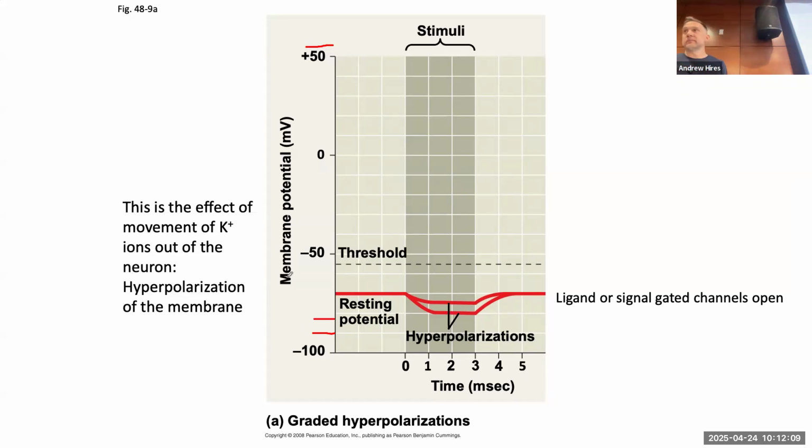Is hyperpolarization around the same potential every time? Well, if we opened up a few channels, we get a small hyperpolarization. If you open up more channels, you get more hyperpolarization. If you opened up all of the potassium channels, we're going to go to here. But we're not going below there, right? Because whenever you open up the channel, you're moving to the equilibrium potential. Just because you open up a potassium channel doesn't mean you're always going to go negative.